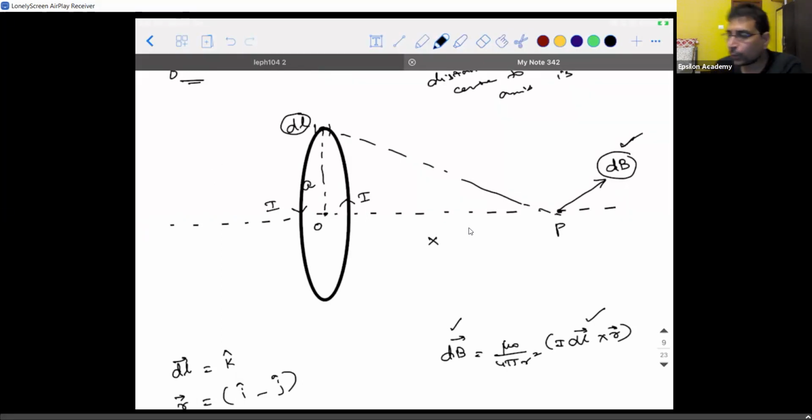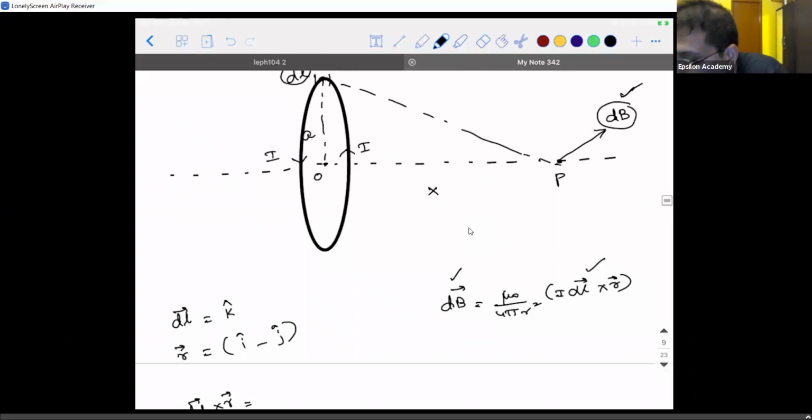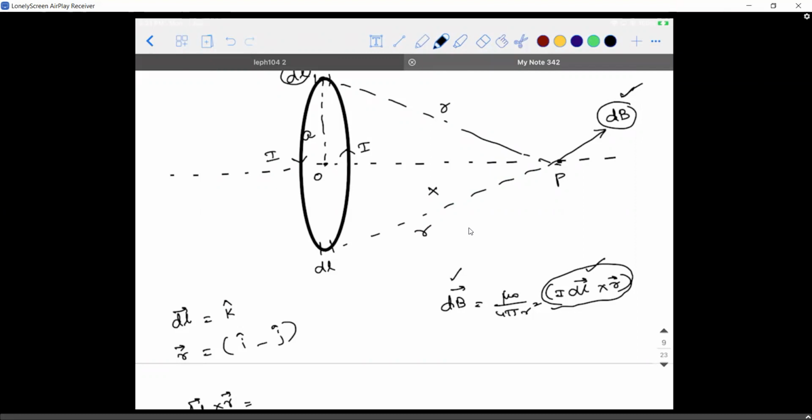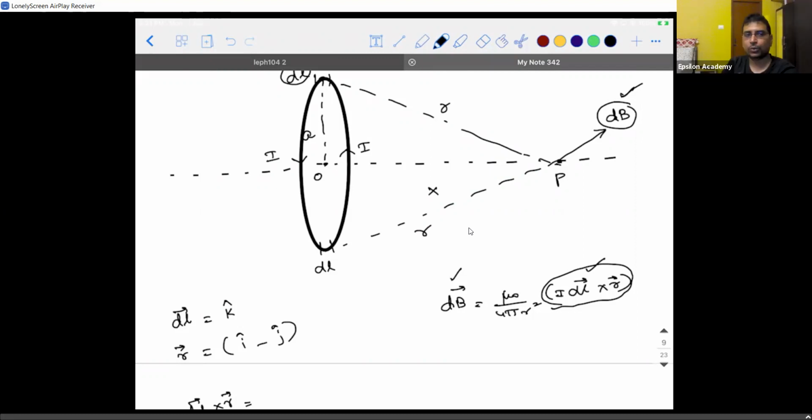Going forward, wherever the scenarios are tough, you can always take the direction of dl vector and r vector and tell the answer. To verify whether you guys have understood this concept, if I consider dl at the bottom, and if I take this distance as r, now tell me, due to the dl at the bottom, what is going to be the direction of dB? Minus k cap, sir. It's not that easy. You do and see.